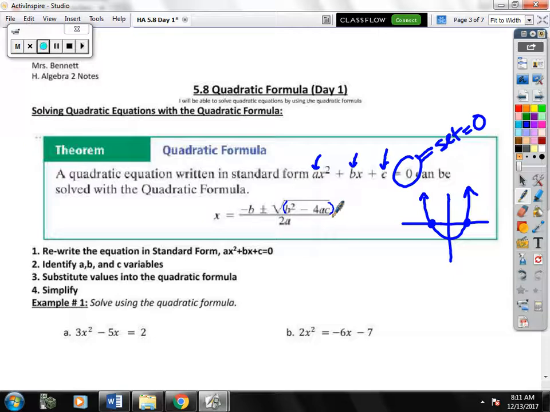So you want to make sure that you perform all of these operations using exponents first, multiplication second, 4 times A times C, and then subtraction at the end using please excuse my dear Aunt Sally. Then the very last thing is to take the square root, which we may have to reduce the radical. And then it's all over 2A.